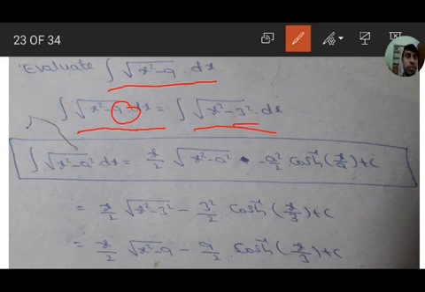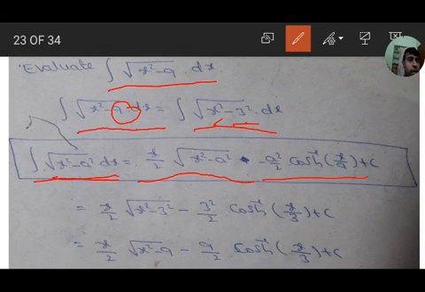So x square, 9 means 3 square dx. It is of the form square root of x square minus a square dx, where a equals 3. So the formula: integration square root of x square minus a square dx equals x by 2 into square root of x square minus a square, minus a square by 2 into cos h inverse x by a, plus c.